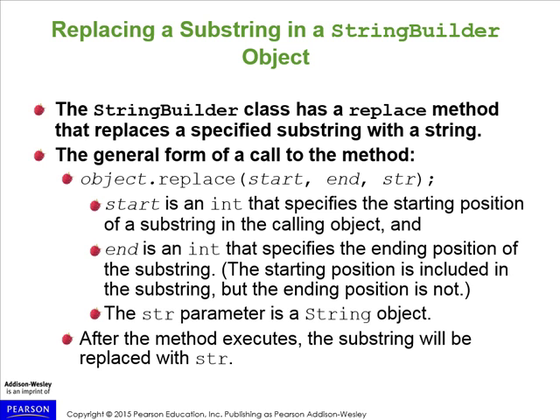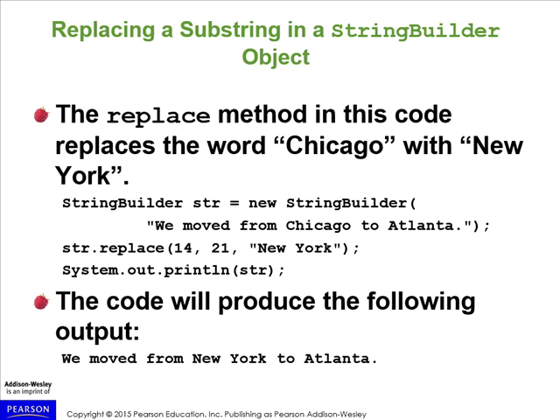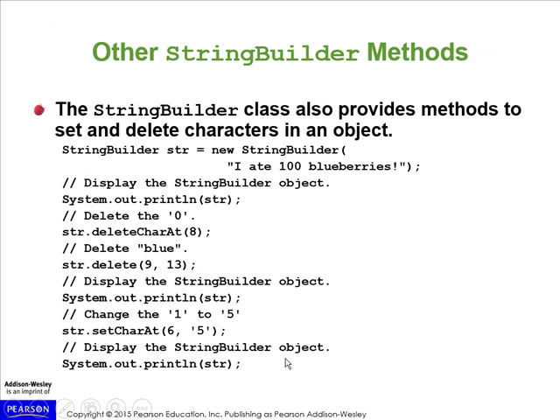You can use a lot of the string methods, like replace, etc., on here. So there's an example. Instead of "we moved from Chicago to Atlanta," we're telling it to replace characters 14 through 21, the Chicago there, with New York. So as it says, instead of saying we moved from Chicago to Atlanta, it'll say we moved from New York to Atlanta. And they have a lot of different ways that you can do deletes. There's a lot of neat stuff you can do with StringBuilders.